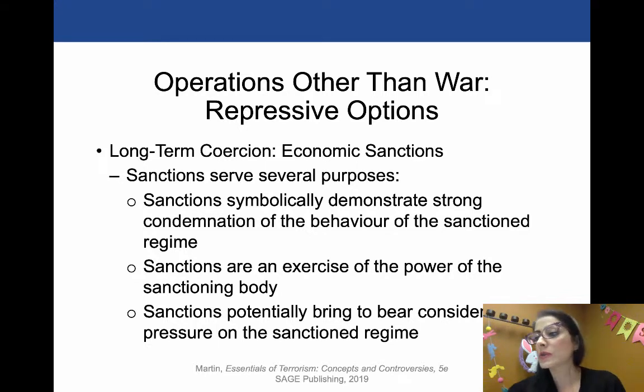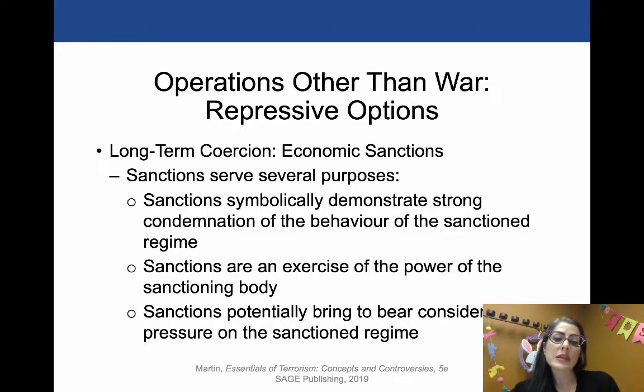Okay, long-term coercion, economic sanctions. Sanctions can serve multiple purposes. Sanctions symbolically demonstrate strong condemnation of the behavior of the sanctioned regime, so the particular government, right? Sanctions are an exercise of power of the sanctioning body. Whoever it is that's rendering the sanctions, typically it might be the United Nations. It could be a state that's offering the particular sanctions.